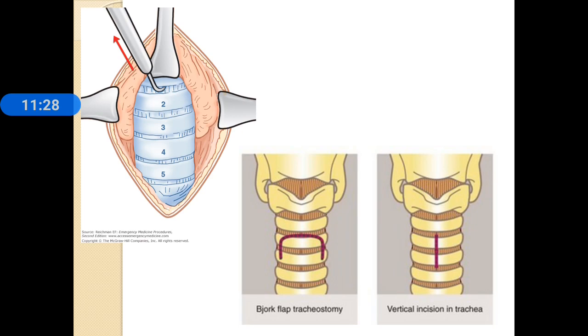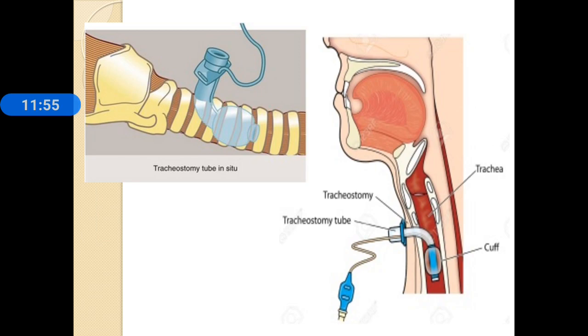You put the vertical incision in this case, you open the investing layer, you separate the strap muscles laterally, then you retract the thyroid isthmus upwards, then you make an incision on the tracheal rings. So you can do a Bjork flap tracheostomy, or you can do a vertical incision. That's the one commonly done. And then use the dilator, then pass the tube, and then remove the dilator. So this is how it looks like, how the tracheostomy tube goes through. It goes through the stoma and in through the tracheal opening.